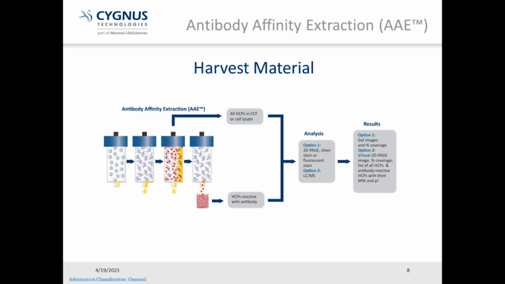These results look different based upon the analysis. For option 1, there are gel images, and a percent coverage is calculated. In option 2, we have a virtual 2D PAGE image, percent antibody coverage, and a list of all the host cell proteins in the sample, as well as the immunoreactive host cell proteins with their molecular weight and isoelectric point.